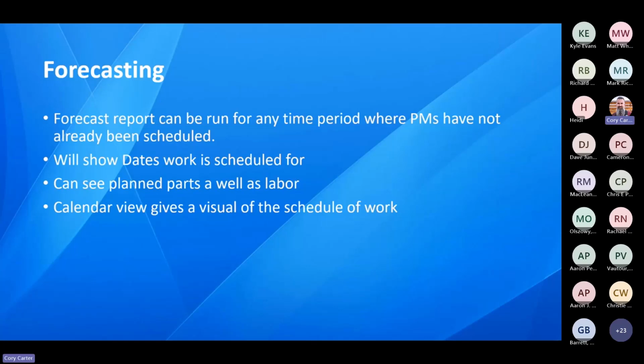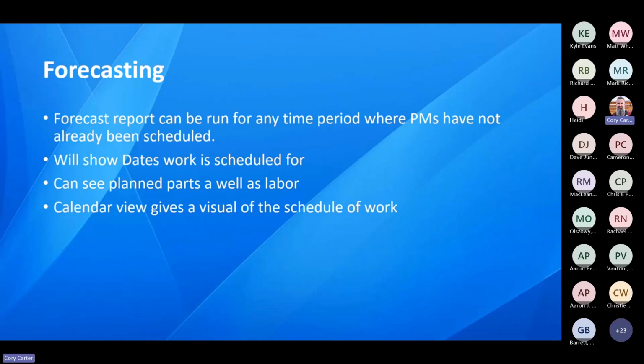So what the PM forecasting report is to forecast the required labor and the required materials for PMs that have not been scheduled yet at any point in the future. Okay, it's going to show us the dates the work order is scheduled for. It's going to show us parts and labor, and the newest feature in our PM forecasting report is the ability to view the PMs on a calendar.